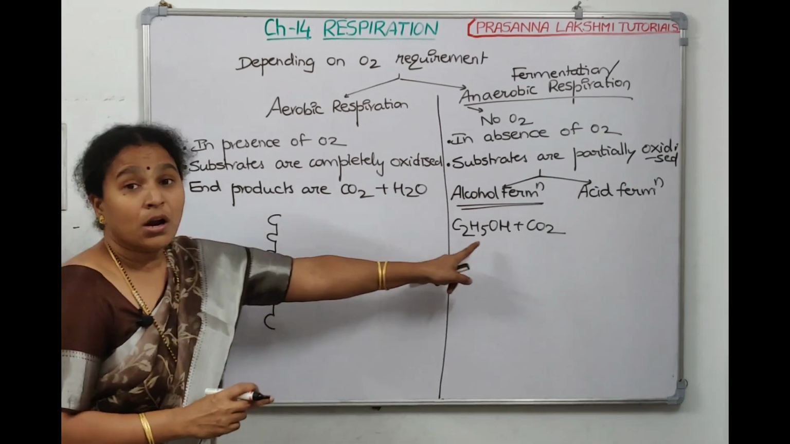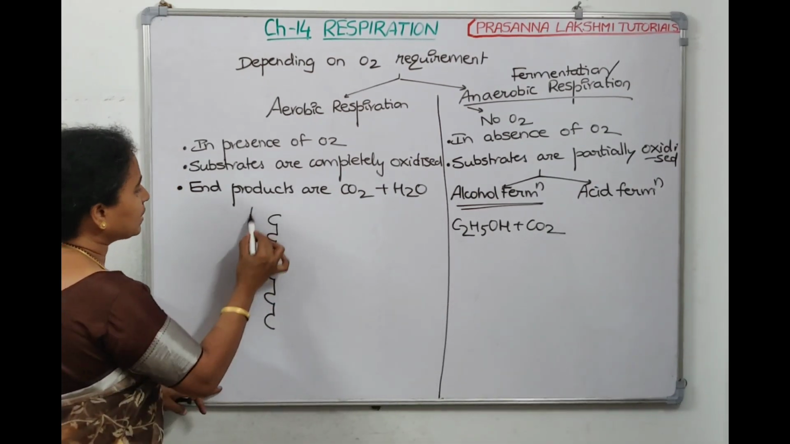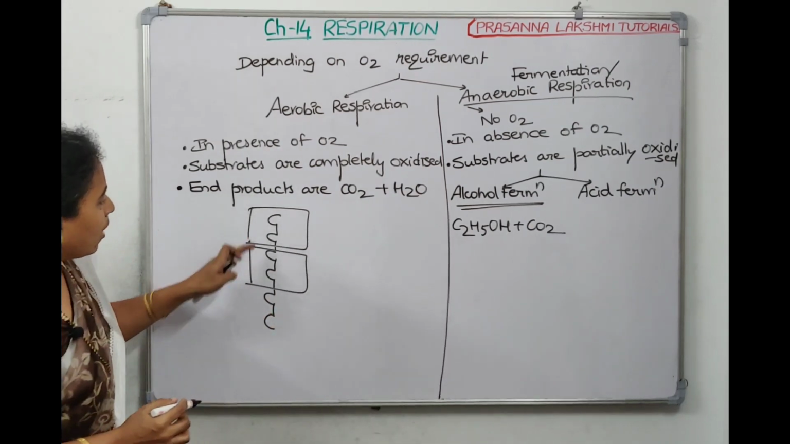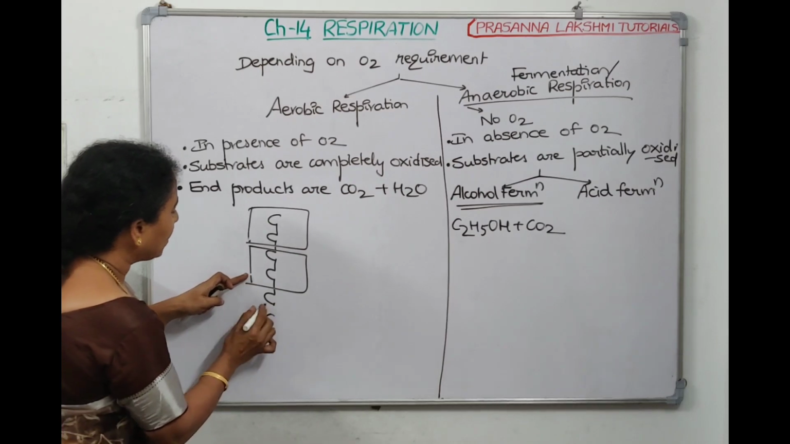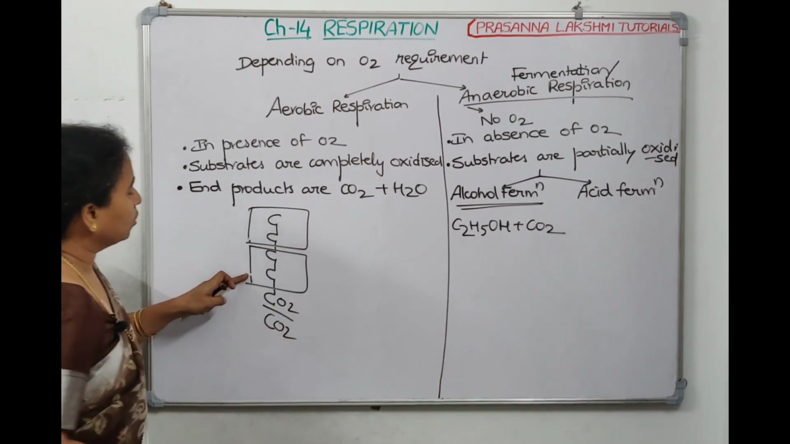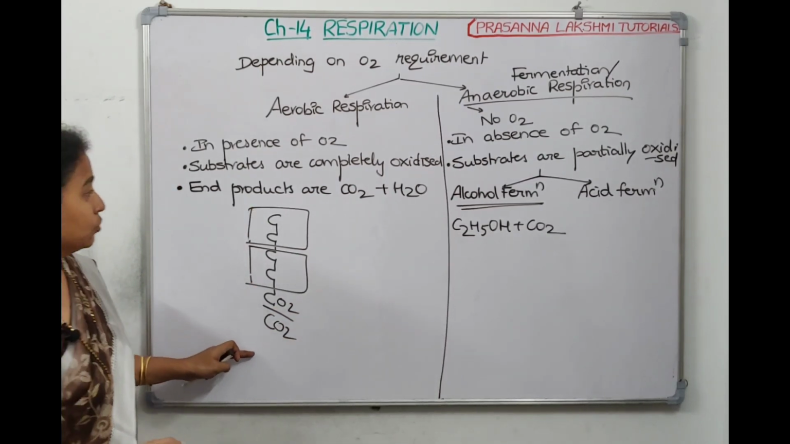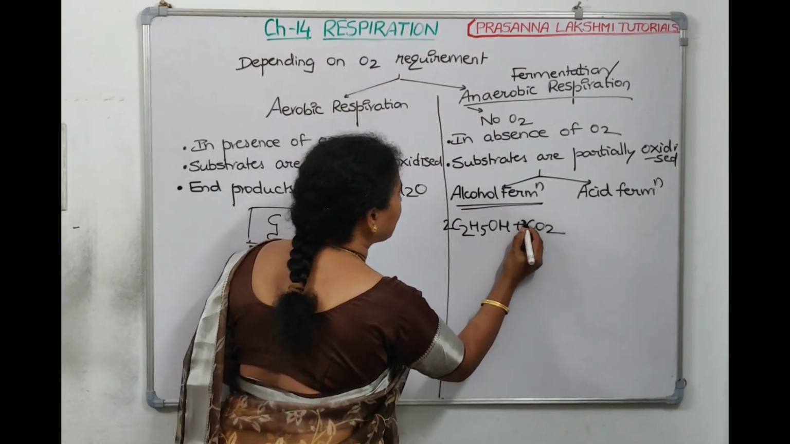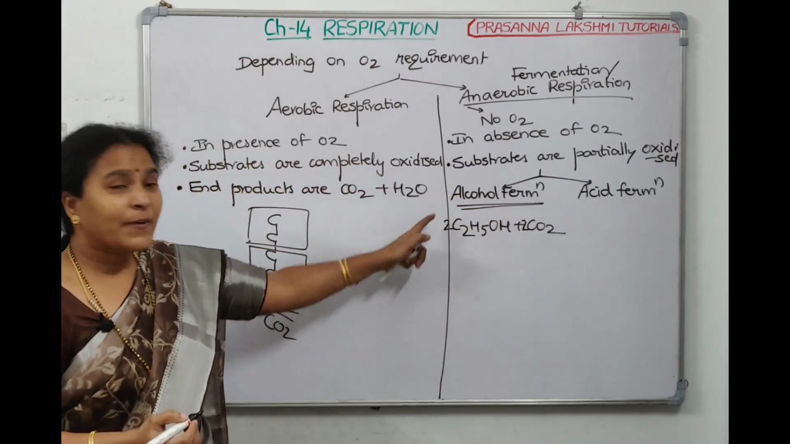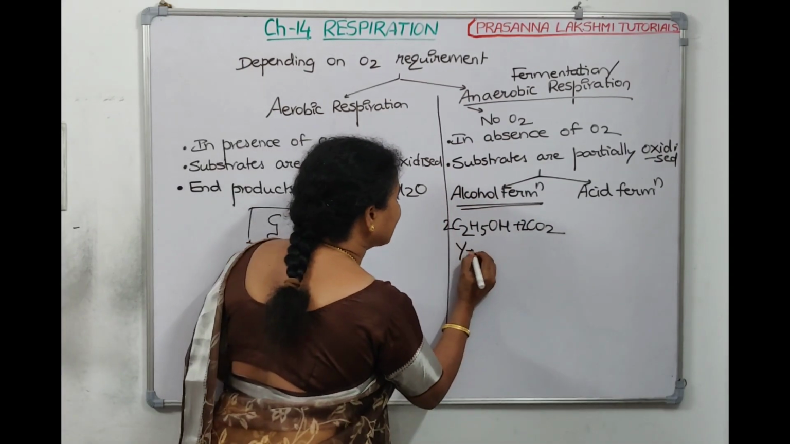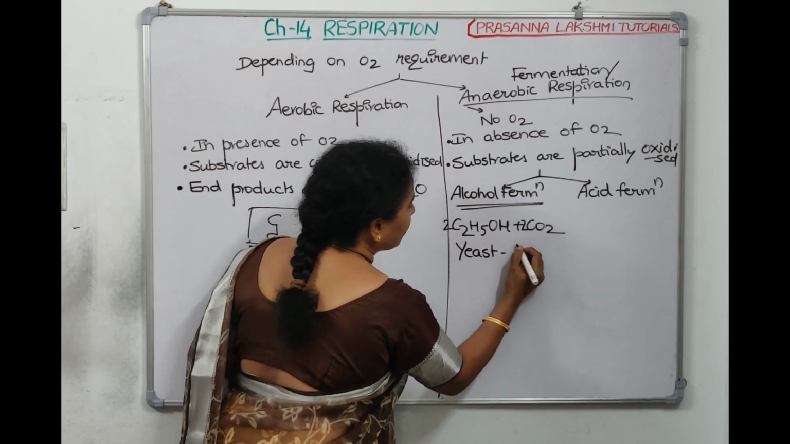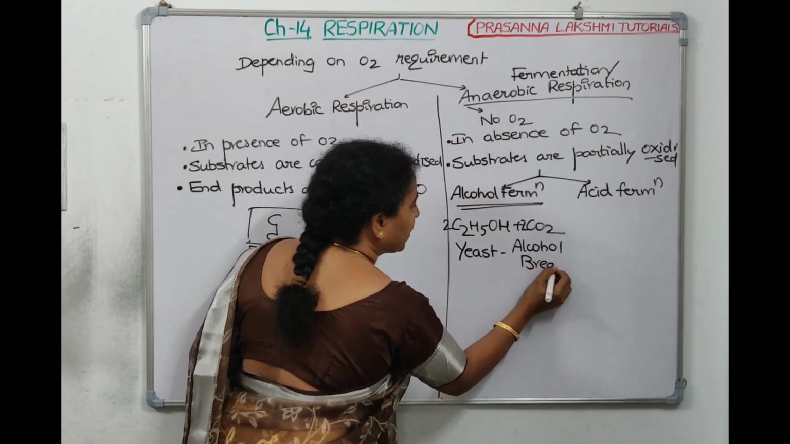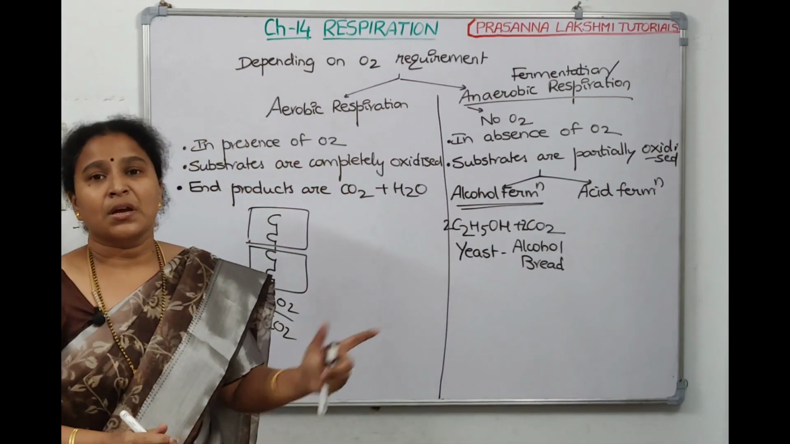So you need to get alcohol, right? That C2 means this is one alcohol and this is another alcohol. So 2 alcohols you will get, and this is CO2, this is CO2. In alcohol fermentation, we get 2 alcohols and 2 CO2s. And where do you find alcohol fermentation? In yeast, during alcohol preparation, during bread preparation. So we see this process.